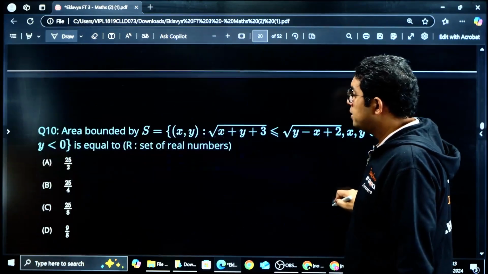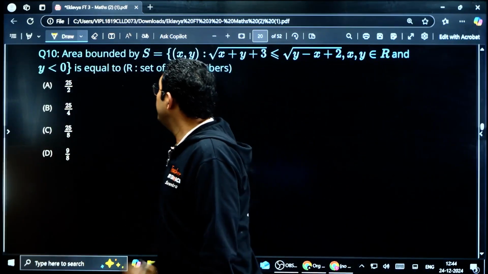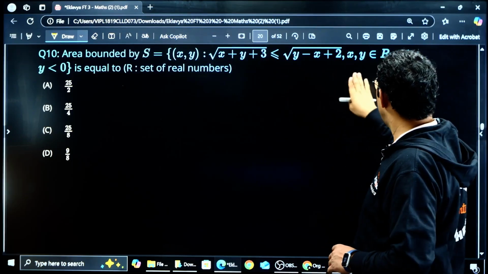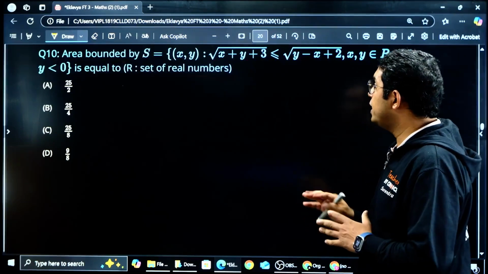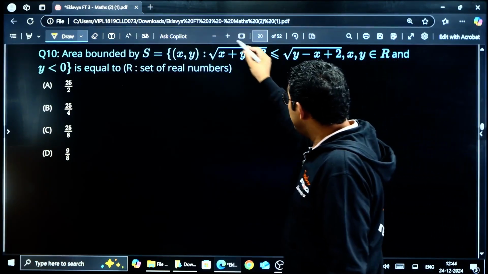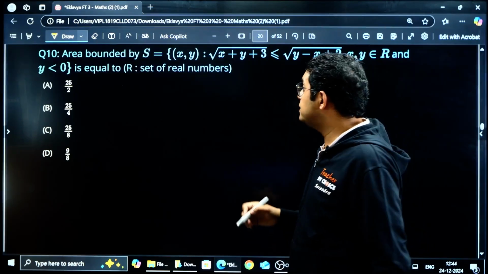Coming to question number 10, here we are given the area bounded by S, where S is the set of (x, y) such that this inequation holds, x, y belong to R, and y is less than or equal to 0, where R is the set of real numbers. So here we have to solve a few things. Number one, the expression inside the under root should be positive, which is x plus y plus 3 greater than or equal to 0.